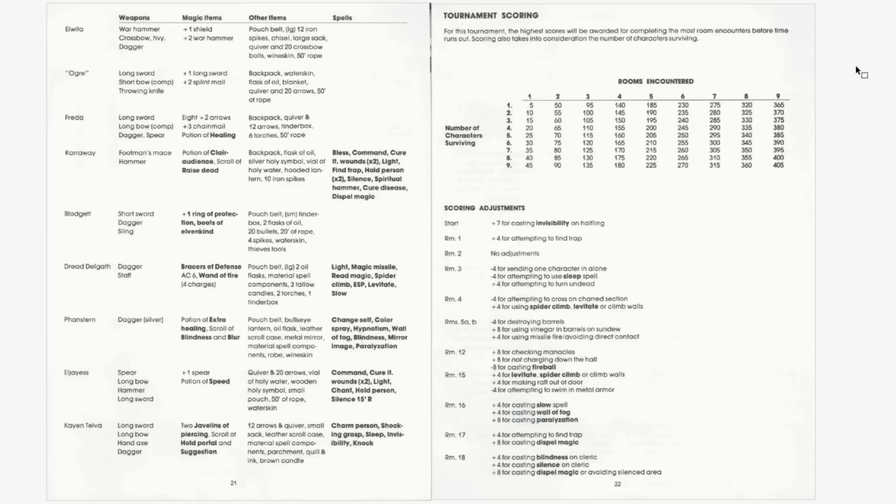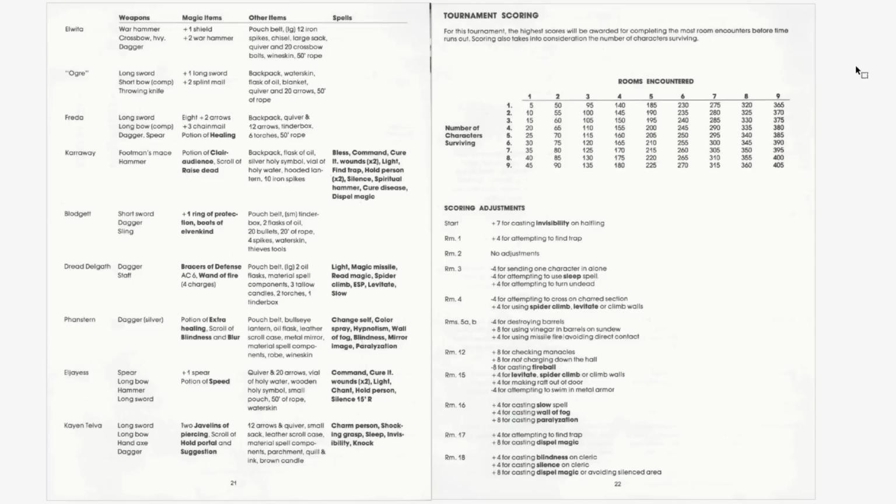Okay, and that rooms encounter, remember I told you there's 9 encounters, and they're very specifically designed. And then your scoring adjustments are if you cast Invisibility on the Halfling, you get plus 7 points. In room 1, you get plus 4 for attempting to find the trap. In room 3, you get minus 4 for sending one character in alone, etc., etc. I think it's really interesting just to see all these different scoring things, because these are the things that the designers thought that players might do, and then how they would score those points.